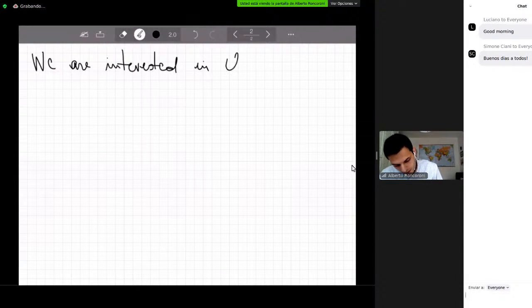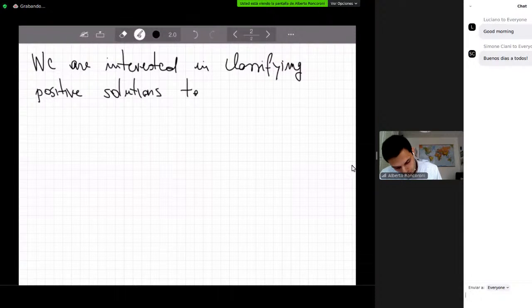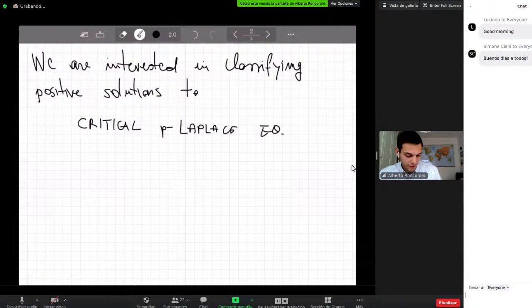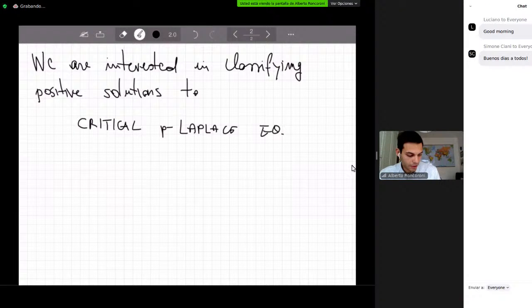in classifying positive solutions to the so-called critical p-Laplace equation. So this is a very important equation in the PDE world, but also in the geometric analysis world.